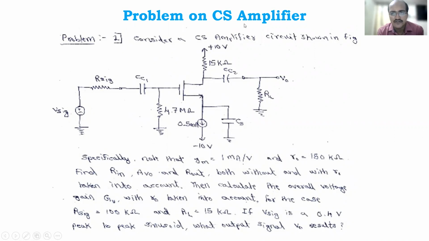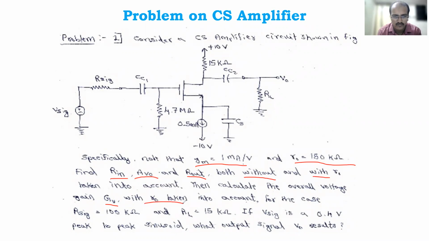What you need to find is R in, the input resistance, then the open circuit voltage gain AVO, and the output resistance R out. You need to consider both cases, without R naught and with R naught. Without R naught, calculate these three values: R in, AV naught, R out. Then connecting R naught, find these values. Then calculate the overall voltage gain GV, with R naught taken into account.